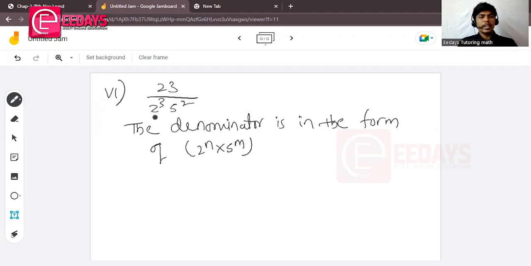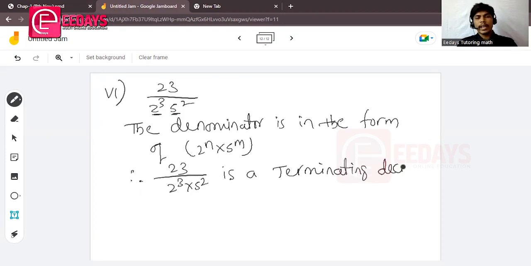Observe carefully. Here the factor of 2 is there and the factor of 5 is there, so it is in the form of 2 power n, 5 power m. Therefore, the question 23 by 2 cube into 5 square is a terminating decimal, without doing the actual calculation.